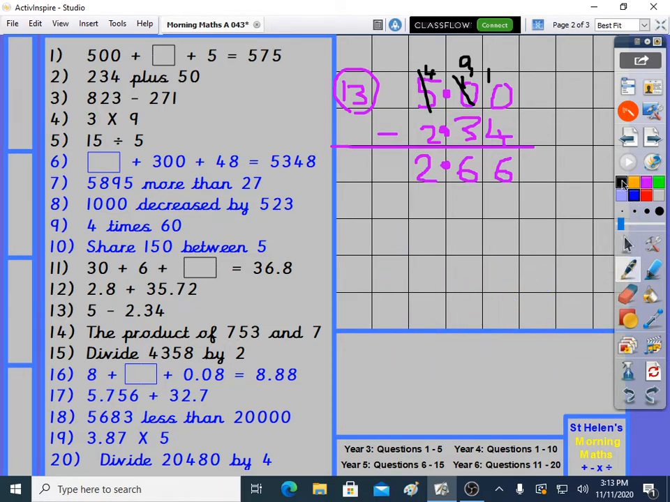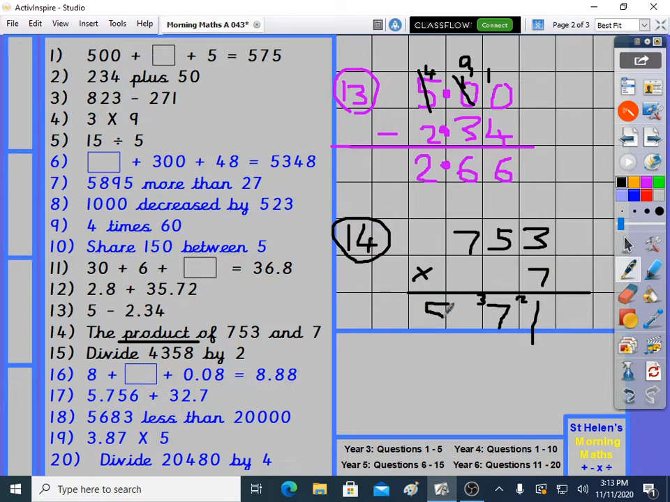And question 14, that will be multiplication. Product means times. Say that to yourself a few times if you need to. Product means times. Product means times. Try and learn that product means times. Standard method here. 7 times table practice. 7 times 3, 21. 7 times 5, 35 plus 2, 37. 7 times 7, 49 plus 3, 52.